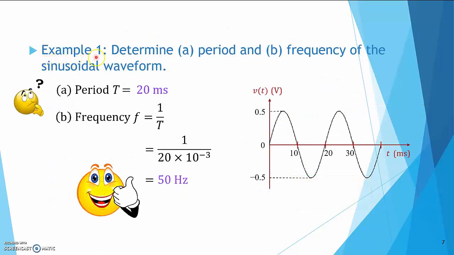In this example, you're required to determine the period and the frequency of this sinusoidal waveform. From 0 to 20 milliseconds, the waveform completes one cycle. Therefore, the period is 20 milliseconds. Frequency is equal to 1 over period, that is 1 over 20 milliseconds, which works out to be 50 Hz.